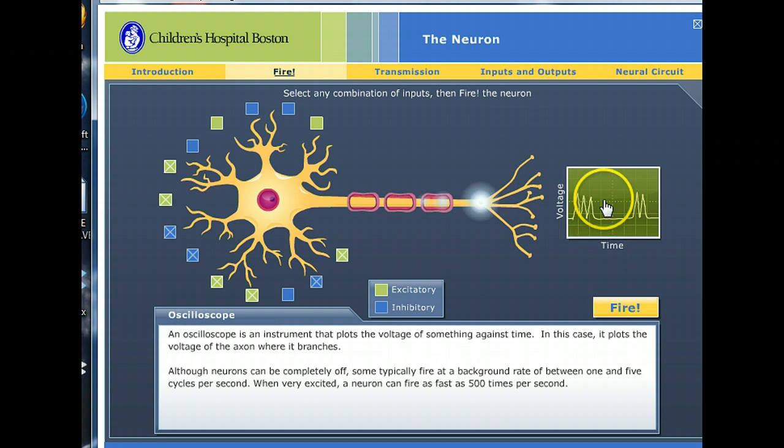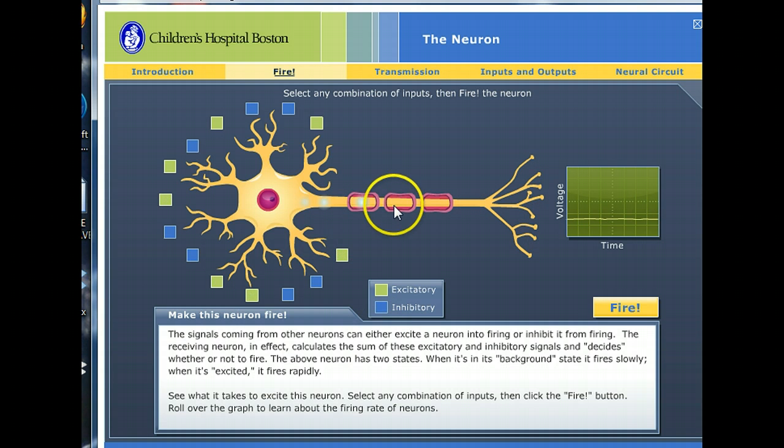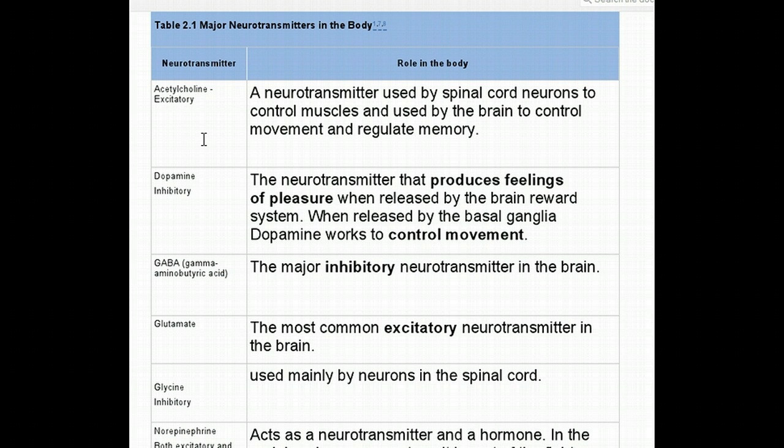And in this case, you see that I have more excitatory than inhibitory neurotransmitters, and so then it fired. Different types of neurotransmitters are excitatory and inhibitory. We're going to talk about the major neurotransmitters that do most of the neurotransmission in your body. So first, let's start off with acetylcholine. Acetylcholine is a neurotransmitter used by spinal cord neurons to control muscles, but when found in the brain, it is used to control movement and regulate memory.